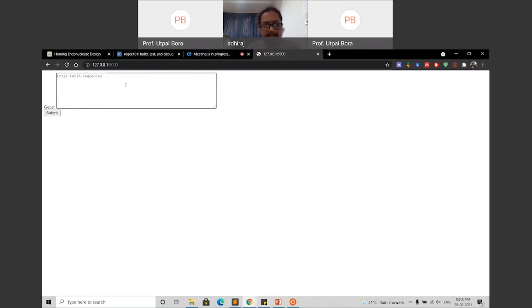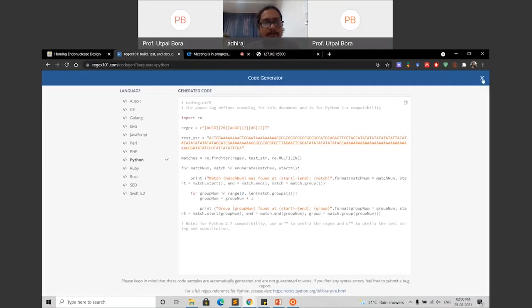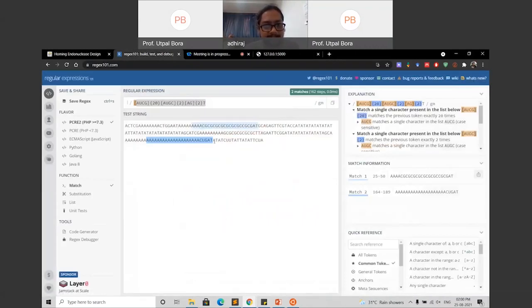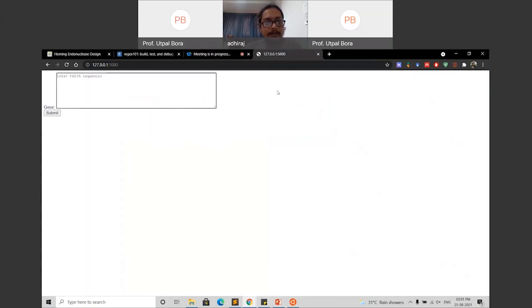Suppose any sequence we need to give, whatever we are doing here, I'm just replicating the whole thing. This place where you are writing commands is just a plain Python script. I'm not using any software or anything. So this is the layout where you will be entering your FASTA sequences, right? And we are now asking our computer to search for a specific problem.